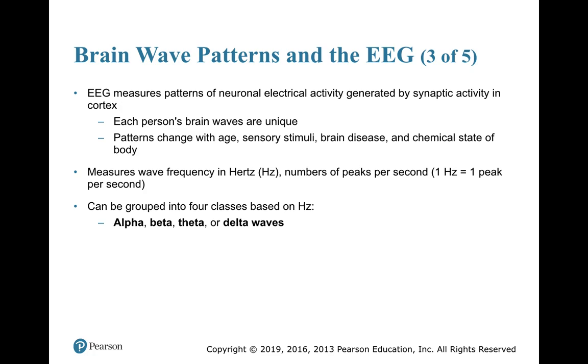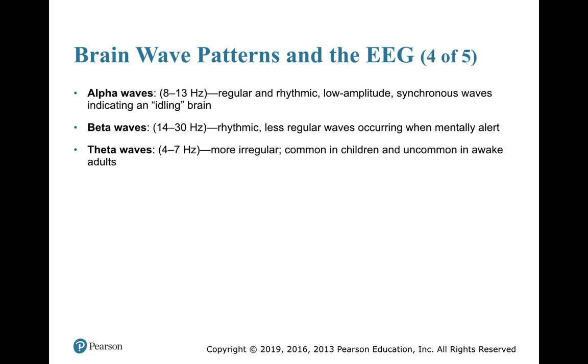Each person's brainwaves are unique. Those patterns will change with age. They'll change with sensory stimuli. They'll change in the presence of brain disease or the chemical state of the body. They're measured in hertz, which is a number of peaks per second. And although they are all different and there's a lot of variability, they're grouped into 4 classes based on that frequency, based on the number of hertz, the number of peaks per second.